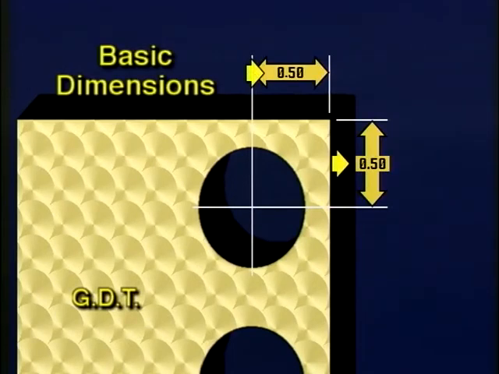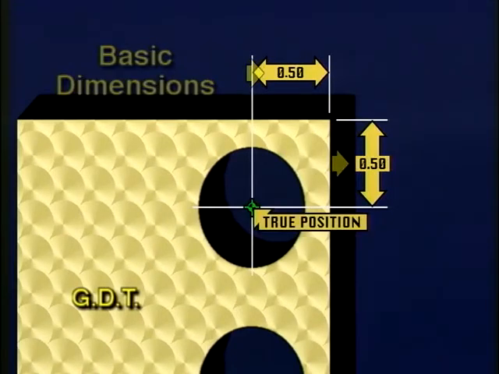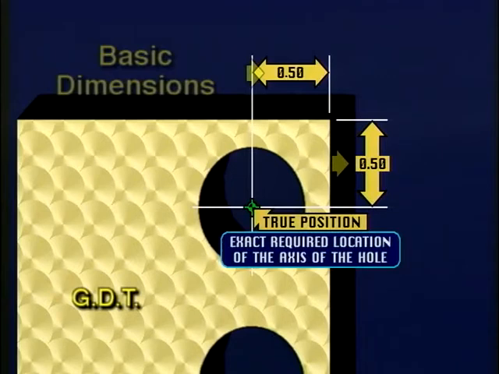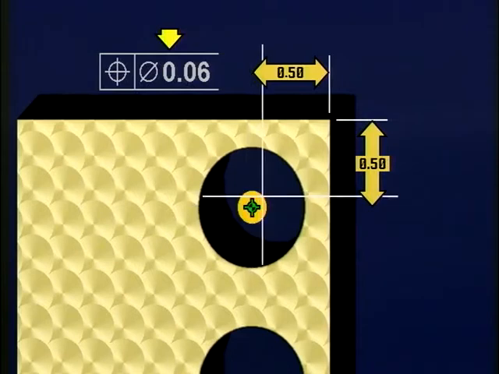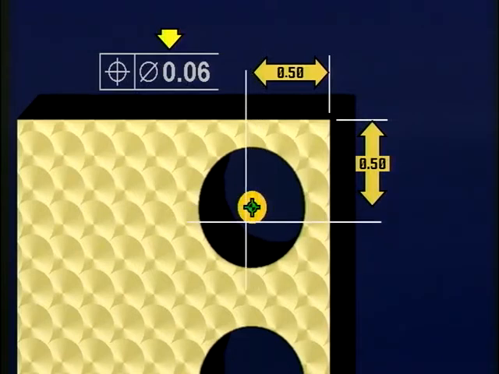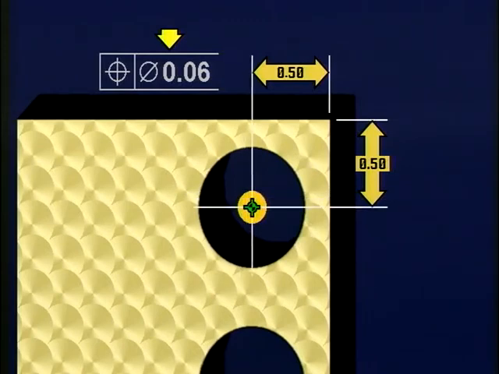First, basic dimensions are used to give the true position of the hole. True position of a hole is the exact required location of the axis of the hole. After the true position is established by the basic dimensions, the call-out gives a position tolerance amount. The location of the hole's axis may vary from true position in any direction. Therefore, the resulting tolerance zone is circular rather than square. As you see here, the circular tolerance zone is larger than the square tolerance zone.